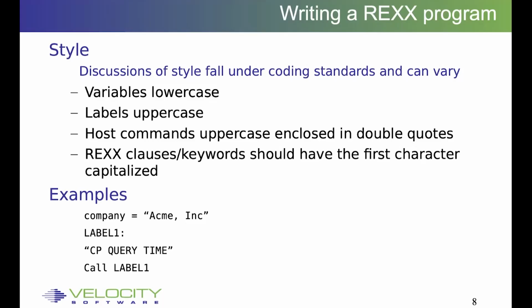In our case, we tend to use these four style options: variables in lowercase, labels in uppercase, host commands in uppercase enclosed in quotes or double quotes, and REXX clauses and keywords should have the first character capitalized. That's generally how we write our program. So the examples below show how those various style elements would work in a program.